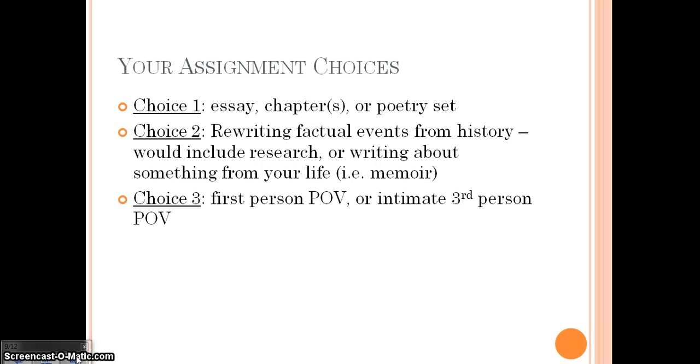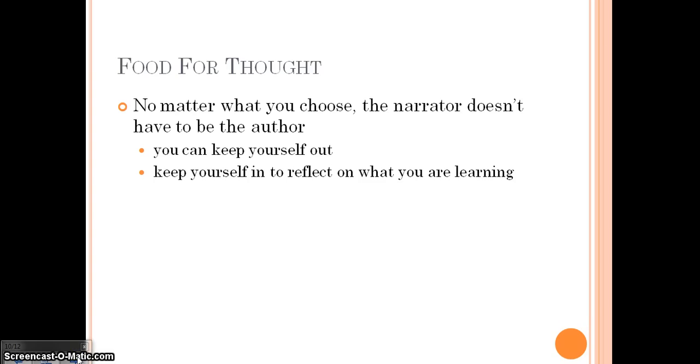All right, so we went over your assignment. Again, you're to choose a form of how you want to write. Writing can be something from your life. It can be someone that you know. It could be something from history. And then to start thinking about point of view. You can write it from first person point of view or intimate third person point of view, but just some food for thought. No matter what you choose, the narrator doesn't necessarily have to be the author. And you can keep yourself out if you would like to remain a little more objective, or if you're picking the history option, obviously you'd have that right to keep yourself out.